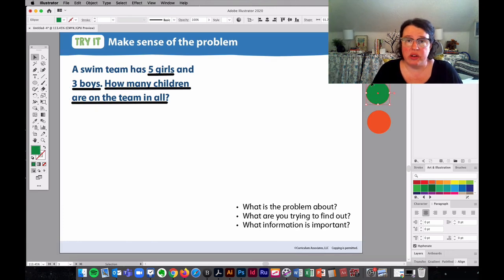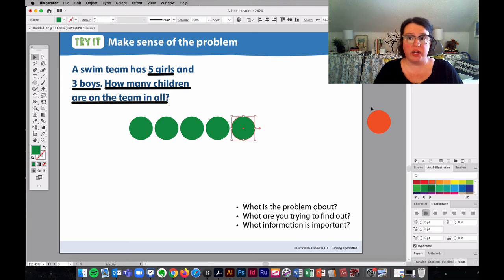Now that we have all of our information underlined and we know what we're trying to solve, I want to make a picture of this math problem to help my brain organize the information. So I know that we have 5 girls. I'm going to take a counter. I'm going to make 5 of them. So I have 5 green counters, and that represents the girls. And I'm going to have an orange counter be for the boys. So I have 1, 2, 3.